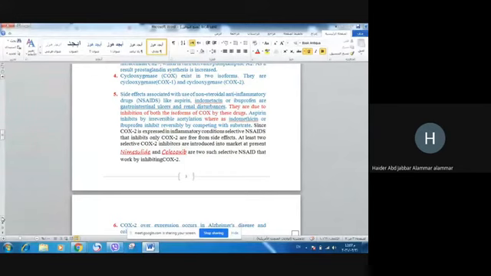Someone takes non-steroidal anti-inflammatory drugs for fractures. Someone has a fracture and is given ibuprofen, aspirin, or indomethacin. What do you expect to happen to him? The side effects associated with the use of non-steroidal anti-inflammatory drugs like aspirin, indomethacin, ibuprofen, etc., all of them cause gastrointestinal ulcers and renal disturbances. They are due to inhibition of what? Cyclooxygenase. Both isoforms of cyclooxygenase are inhibited by these drugs.